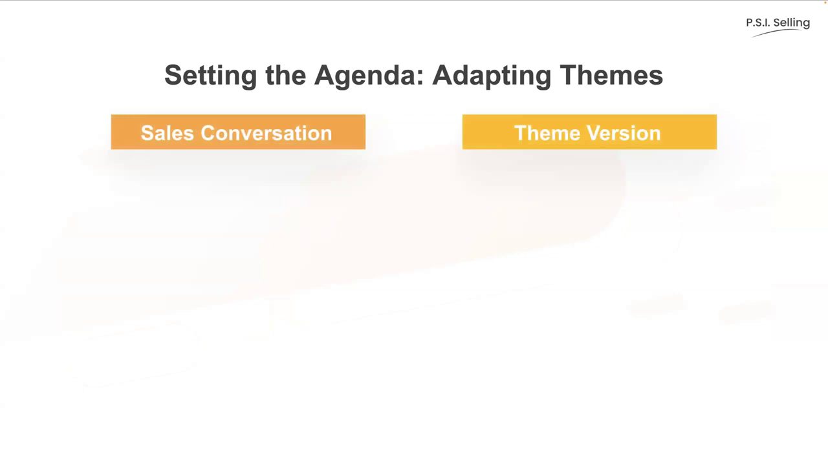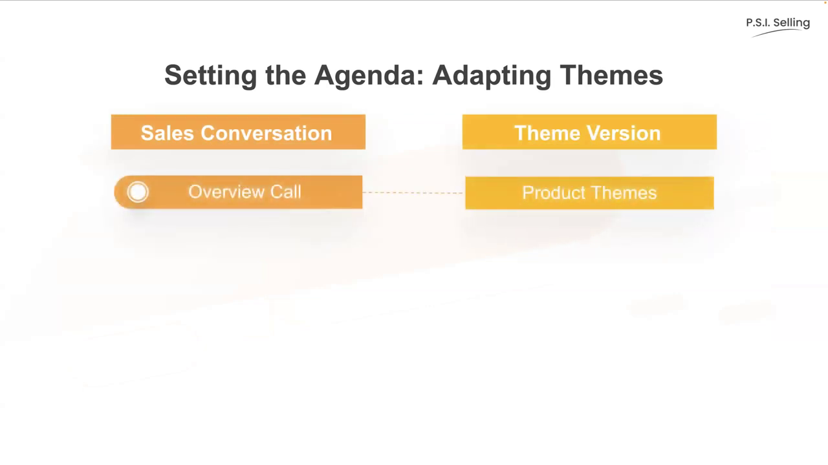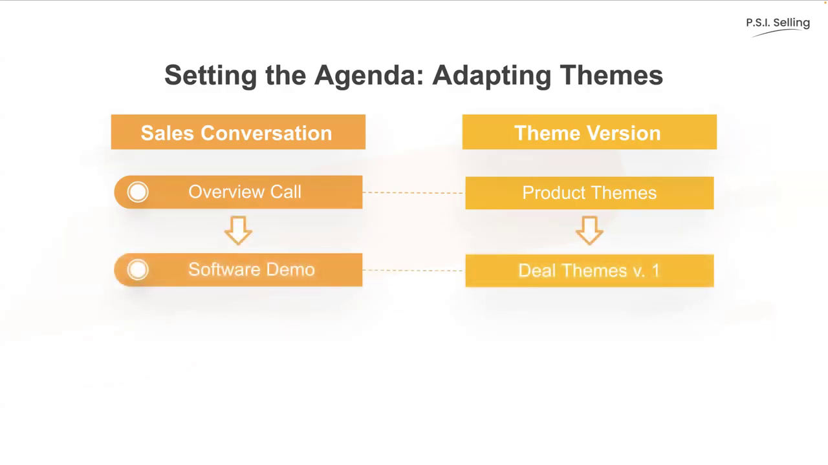Now, the other key part of setting the agenda is evolving your themes over the course of the deal. And this is one of the most important things that the overview presentation allows you to do. So in that overview presentation, you have presented the product themes. And these are the themes that are true about your product in general. Now, on that overview call, you have gathered a lot of really productive information, and you need to make the most of that.